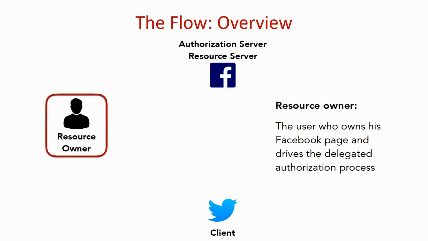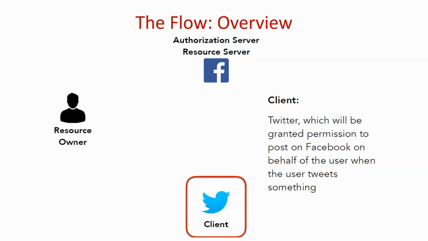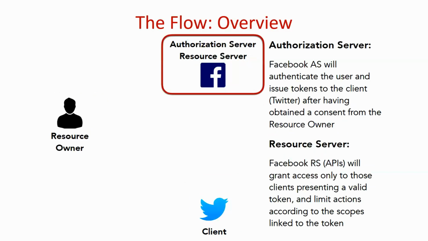So what will happen is, this is the resource owner who owns the Facebook page and drives the delegated authorization process. The Twitter application is now the client. This is the client application, which will be granted permission to post on Facebook. And now Facebook is the authorization server and the resource server. Facebook is the one that stores the protected resource, the resource owner credentials that Twitter will be given access to. And Facebook will also be the authorization server that would allow Twitter this access using a token.